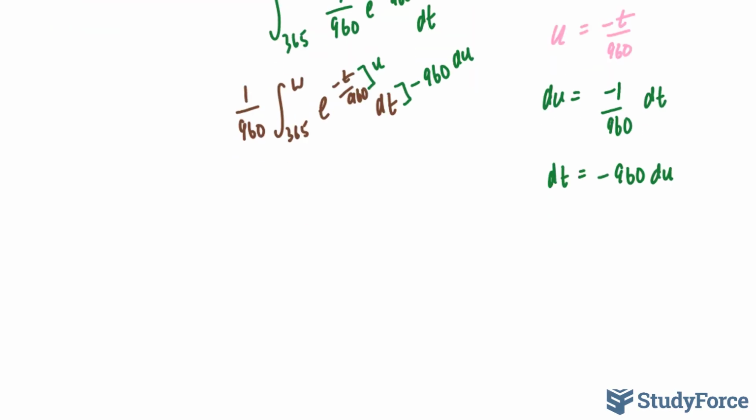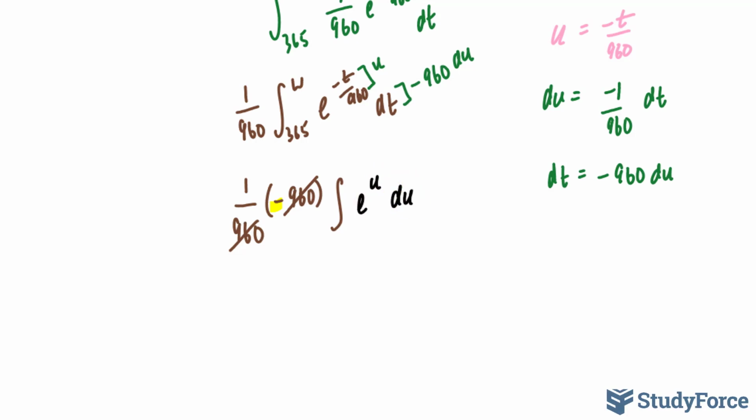This gives me the following, where I have 1 over 960, and remember this part has become 960 du with that negative. So I can pull that outside of the integral and place it right here, and look what happens. This number and this number cancel out, leaving us only with this negative out here. And the integrand now is e to the power of u du. This is now really easy to take the integral of.